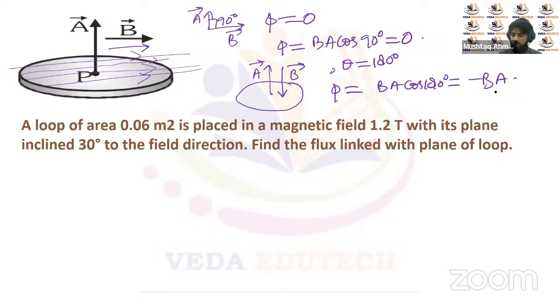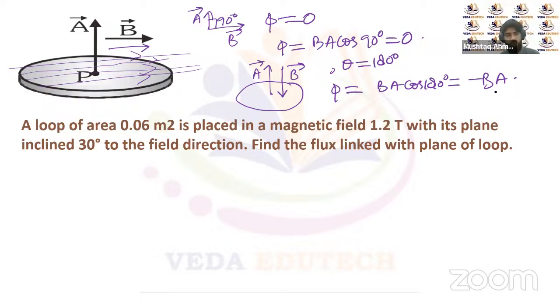So the maximum flux is possible only when the orientation of the A vector and B vector is either 0 or 180 degree with respect to each other, right? Now let's try to solve this question.